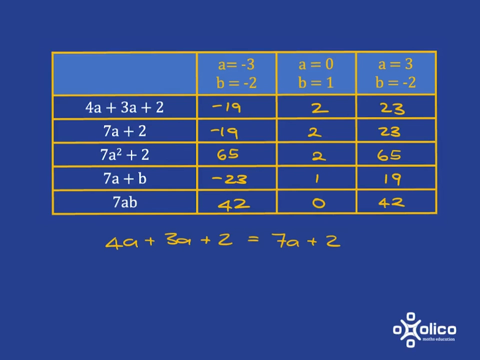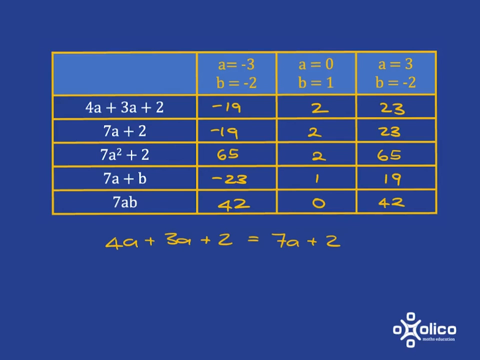Now, sometimes people get a bit confused, and when they see 4a plus 3a, they think the answer should be 7a squared. So someone might think that 7a squared plus 2 is equivalent to 4a plus 3a plus 2. But if you just substitute in some values, you will see that substituting in negative 3, you get a very different answer here to here, and that immediately tells you that these two are not equivalent.